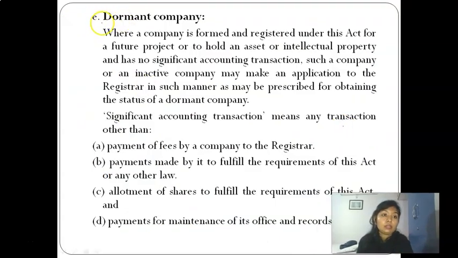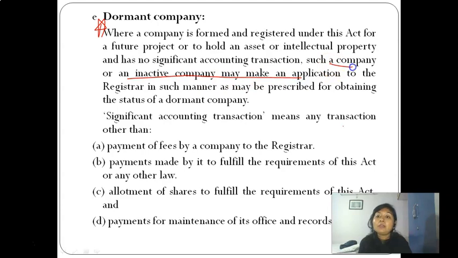Now, this is also a very important section: dormant company. Dormant company means a company which is formed and registered under the Companies Act 2013 for a future project or to hold an asset or IPR, intellectual property, and has no significant accounting transaction. Such a company or an inactive company may make an application.